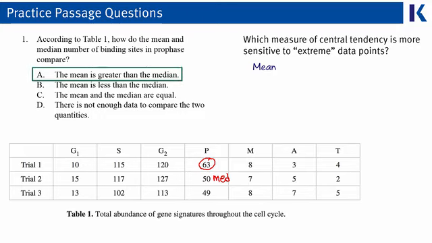Now, if you did do that calculation, you'd find that the mean was 54, which is greater than the median at 50. But either way, the takeaway from this is that the mean is a measure of central tendency that's more sensitive to extreme data points. The median, by contrast, is a different measure of central tendency that sort of ignores extreme data.